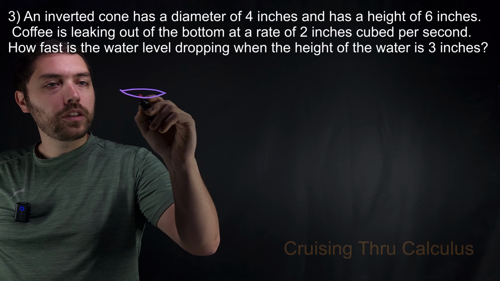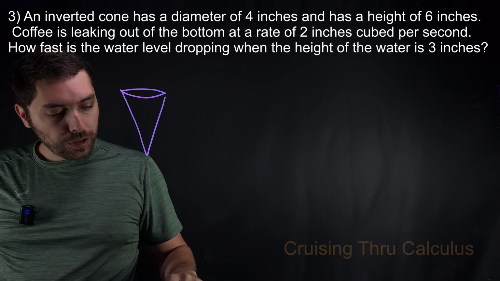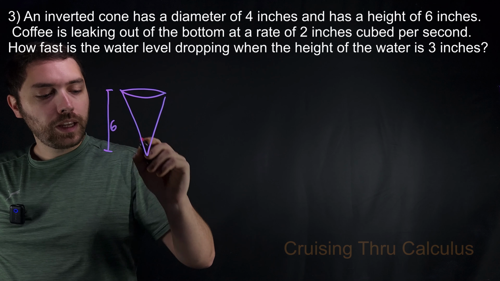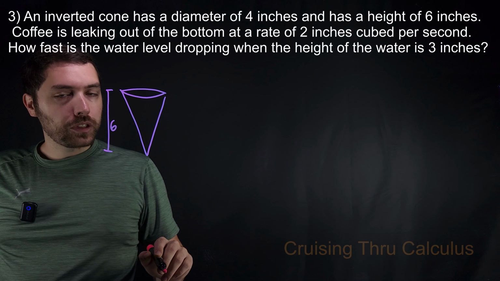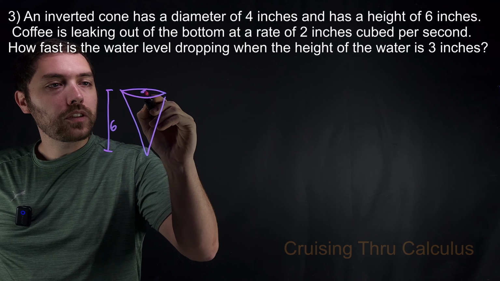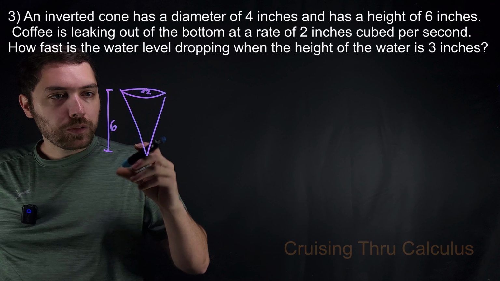So let's draw a cone like this, and let's label it. We know, for example, that the cone is 6 inches tall, and it tells us the diameter is 4 inches. Well, if the diameter is 4, that means that the radius here is 2. And then inside of this, we have some coffee here.